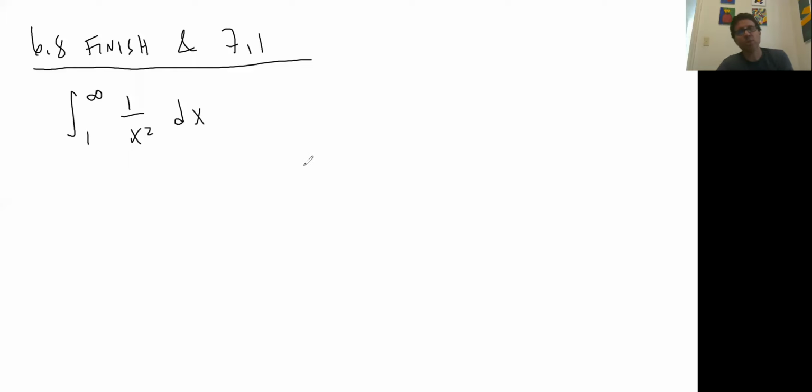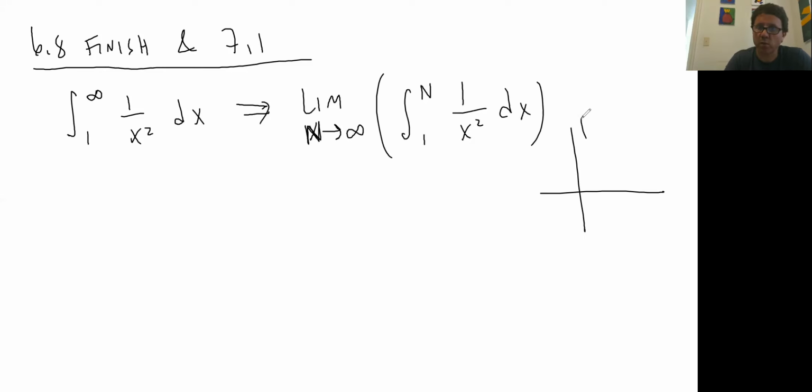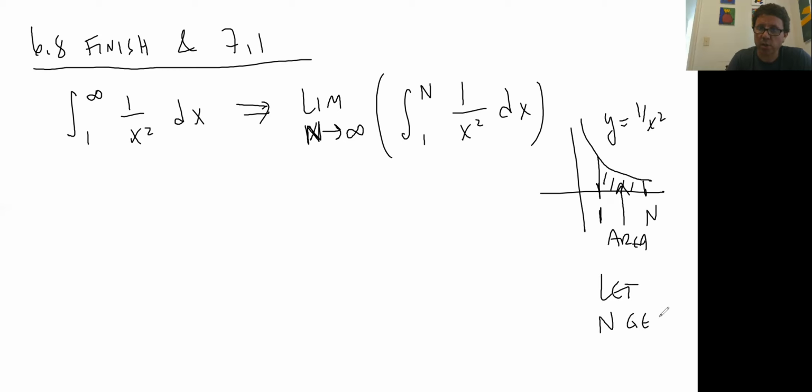They write the integral from 1 to infinity of 1 over x squared dx. And people will just work this out, plug in infinity, which makes no sense at all. What this really means is to take a limit as n goes to infinity of an integral out to a specific point. So take your function y = 1/x², plot it from 1 out to some value n, find that area, and then let n get larger and see what happens. That's what this whole symbol means.